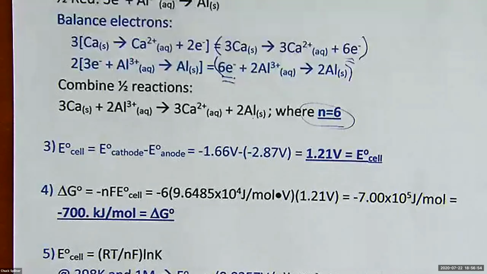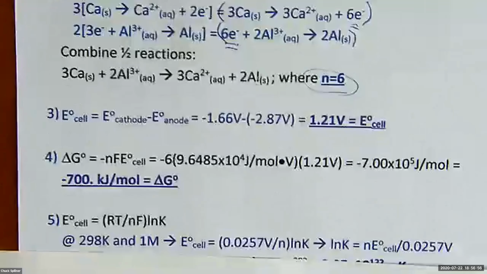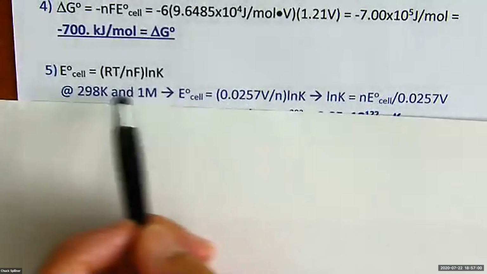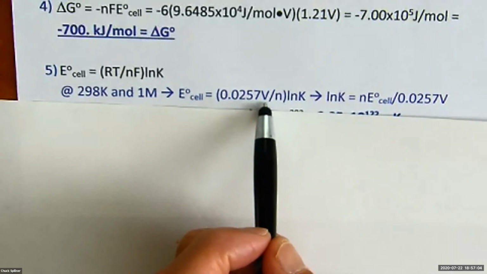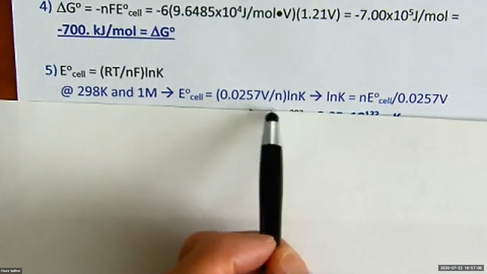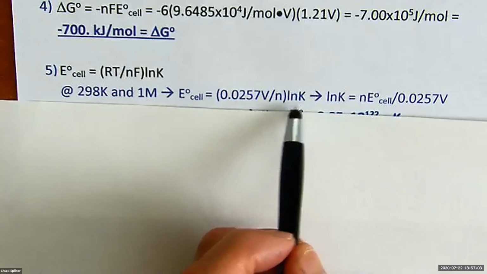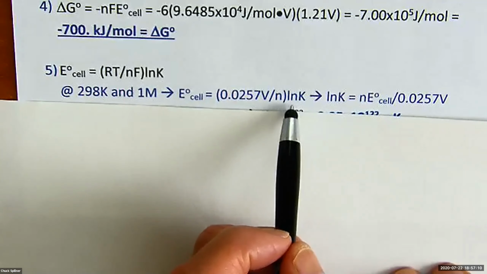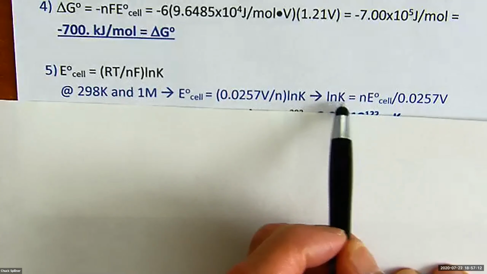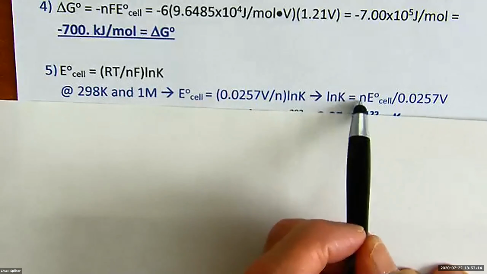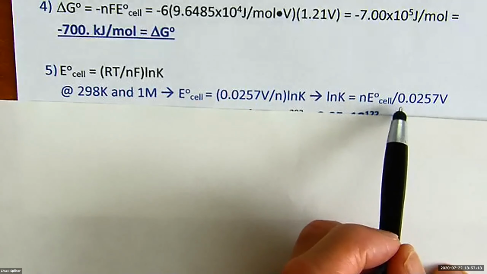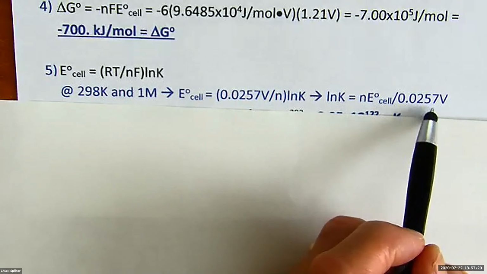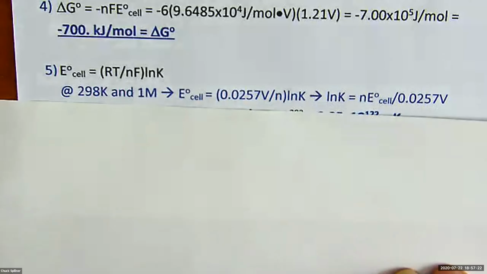We already calculated that previously. We took the RT over F and we got 0.0257 volts. That's over N times log K. Well, we need to rearrange this to get log K. So log K is going to equal, multiply both sides by N, we get N times the standard cell potential divided by 0.0257. That'll give us our log K.